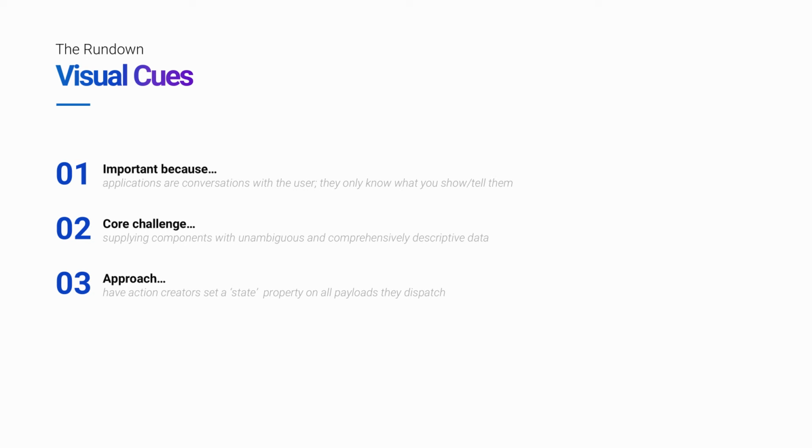The core challenge is supplying components with unambiguous and comprehensively descriptive data, and the approach that Lore follows is to have action creators set a state property on all payloads that are dispatched so that components can simply look at the state and know exactly what the data means and what they should do with it.